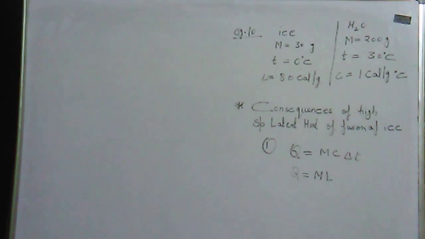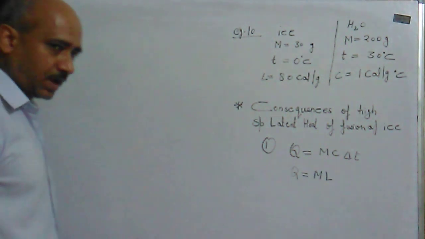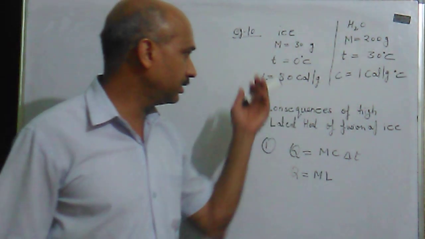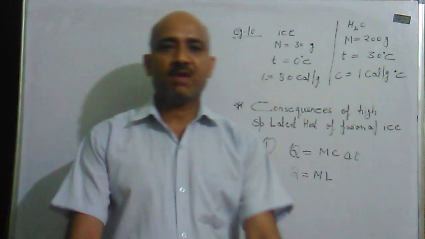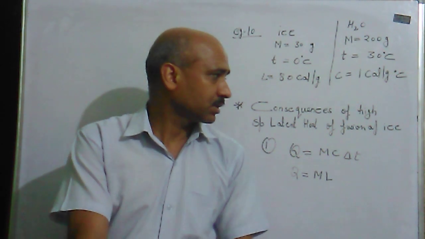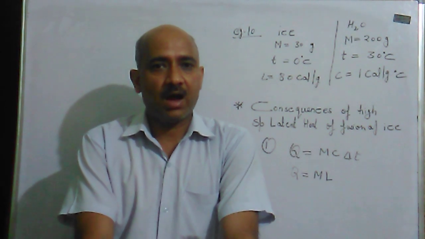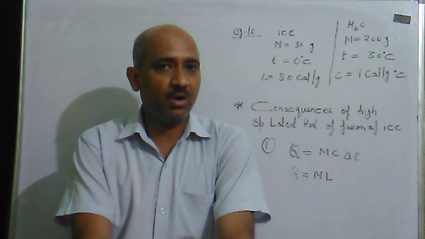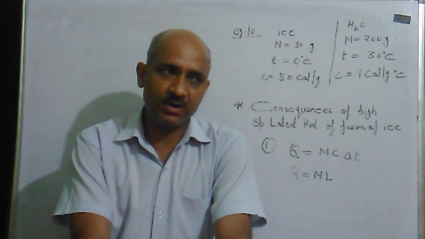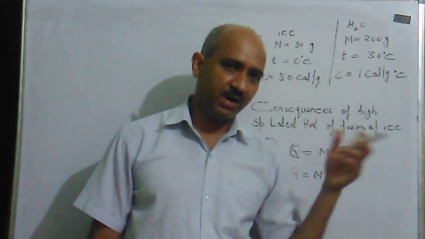Okay, hello class 10th. Today in this class we are going to start with the same chapter, and I have selected one numerical for you. It is from calorimetry, and we have to discuss the consequences based on the high specific latent heat of fusion of ice. So we have to discuss all these things. Before going further, let me remind you what we did in the last class.